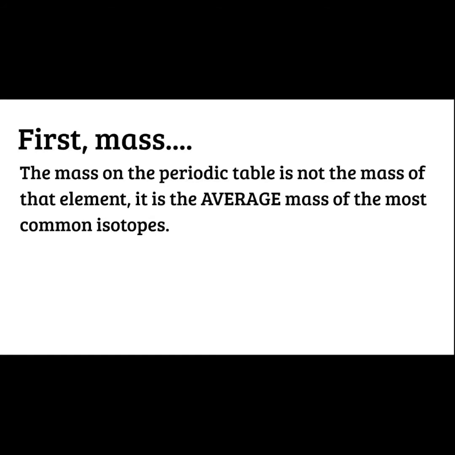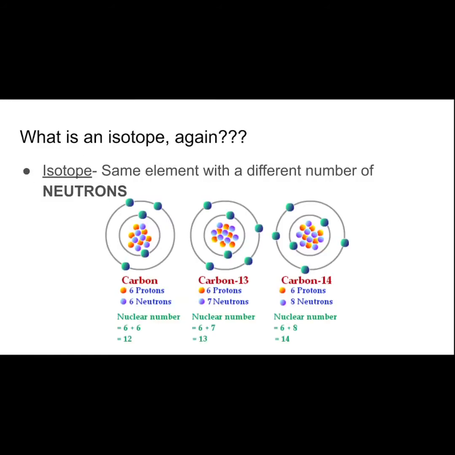Hey guys, this is our next set of notes for Unit 3. This is on isotopes. Just a little review. Remember that the mass on the periodic table isn't the mass of just the element, it's the average mass of the most common isotopes. So on our periodic table, all of those are the most common isotopes for that element.